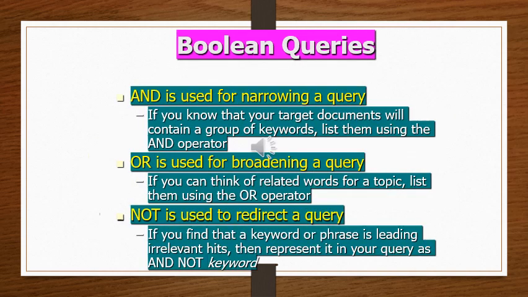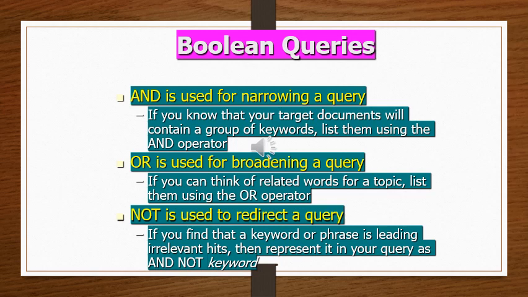We use the AND operator for narrowing your query. If you know that your target document will contain a group of keywords, list them using the AND operator. So if you wanted to have any information about something and something, use A and B. And you use the OR operator for broadening a query. If you can think of related words for a topic, list them using the OR operator. You can talk about A or B or C or D.